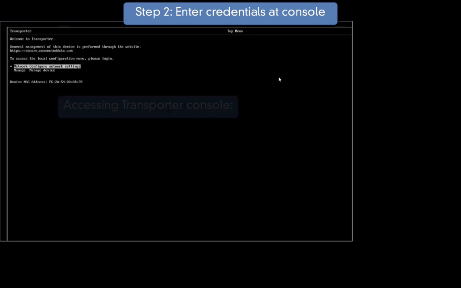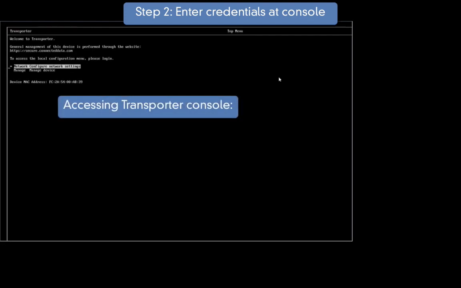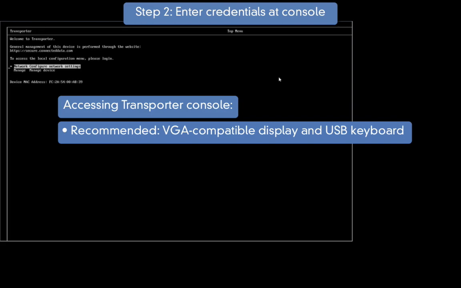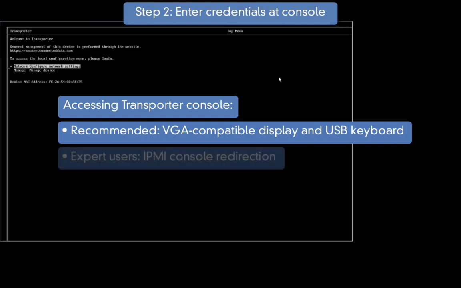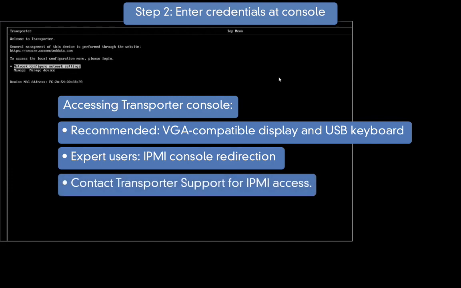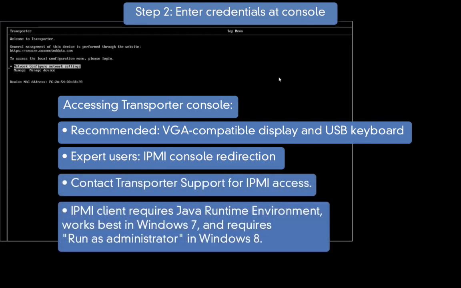To access the transporter console, the recommended method is that you connect a VGA-compatible monitor and USB keyboard to the rear panel of your transporter 75 or 150. Users who are familiar with Supermicro's IPMI options may also use console redirection via those applications. For any questions about console redirection, you may contact our technical support. Again, a display and keyboard is the most simple method.